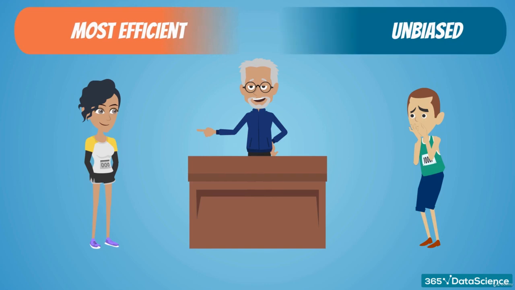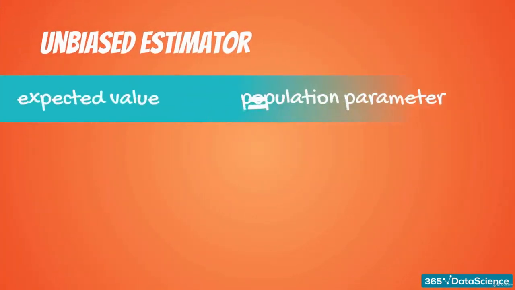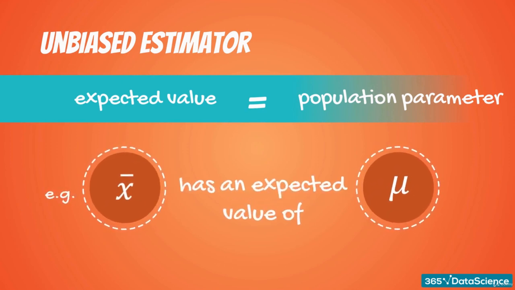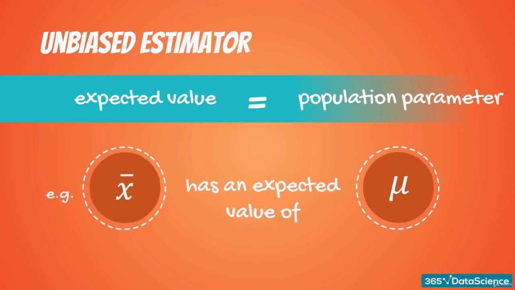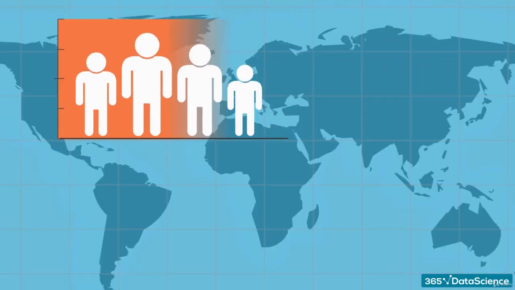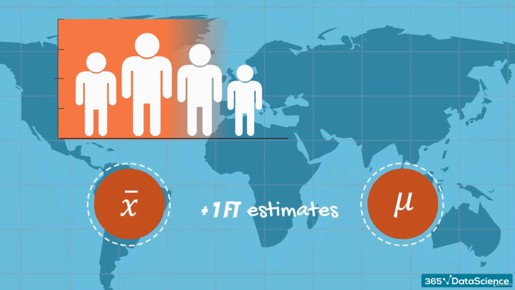An unbiased estimator has an expected value equal to the population parameter. Let's think of a biased estimator to explain that point. What if somebody told you that you will find the average height of Americans by taking a sample, finding its mean, and then adding 1 foot to that result? So, the formula is x bar plus 1 foot.